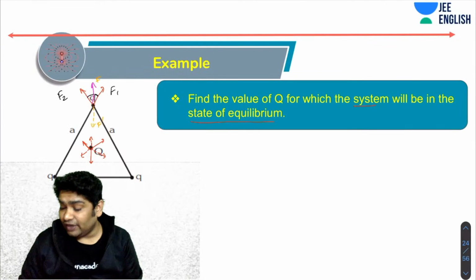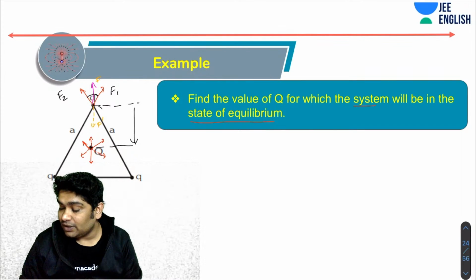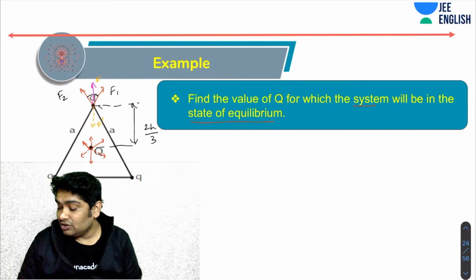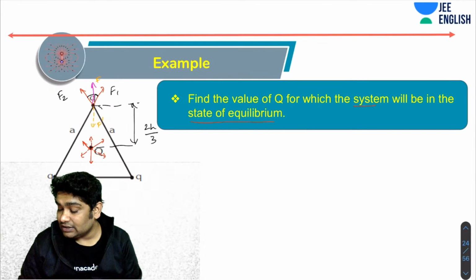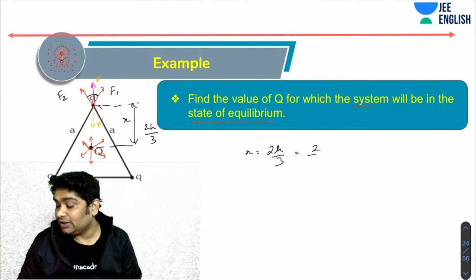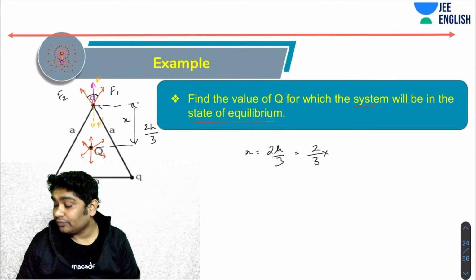Now I want to find the value of F dash. I know what this height is. This is 2h by 3, where h is the height. So this distance, let's call it x. X is equal to 2h by 3, which can also be written as 2 by 3 into the height, which would be a sine 60. So a by root 3.